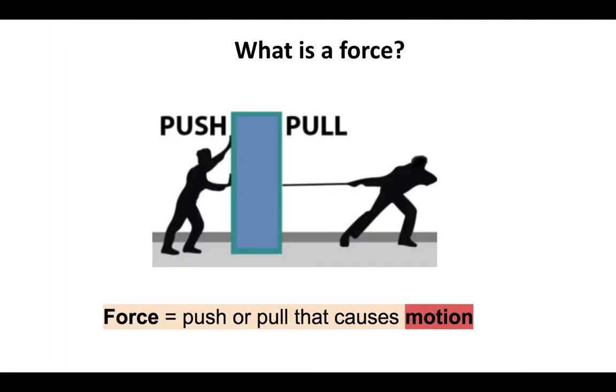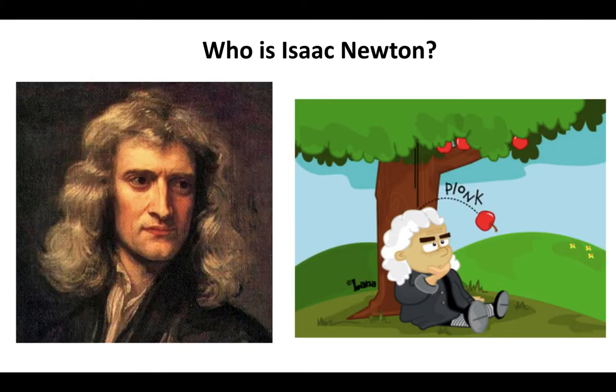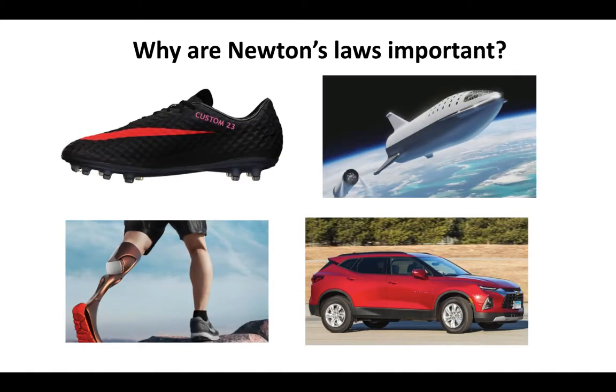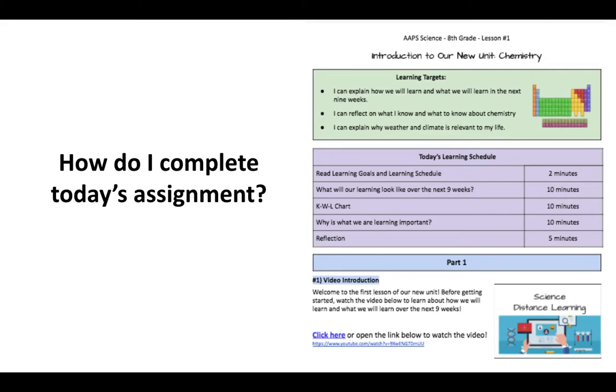Remember, what is a force? A push or pull that causes motion. What is motion? Movement. Who is Isaac Newton? A famous scientist who came up with 3 laws about force and motion. Why are Newton's laws important? Newton's laws are the basis for a part of science called physics, and physics helps us decide how to make soccer shoes to help soccer players perform their best, make spaceships, make cars, even make prosthetic legs, and of course, roller coasters.